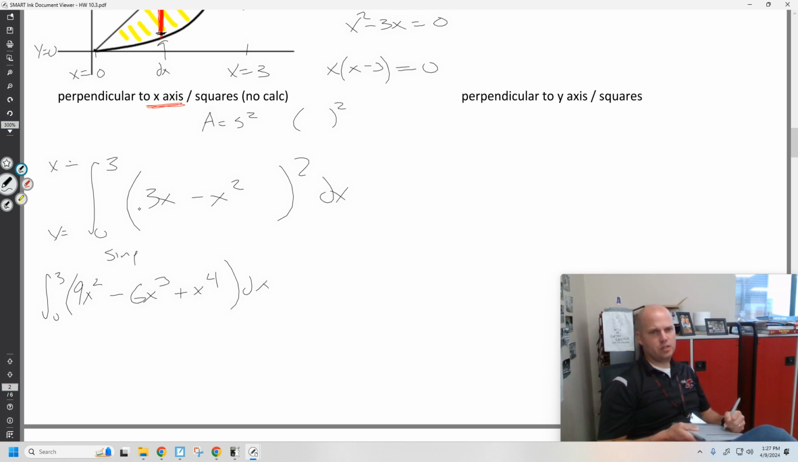3x times 3x. 3x times negative x squared is negative 3x cubed. Add them again, negative 6x cubed. If y'all can't do this, you better do it by hand or use the box or whatever. Negative x squared times negative x squared. Okay, anti-derive.